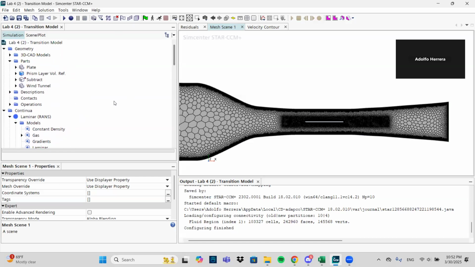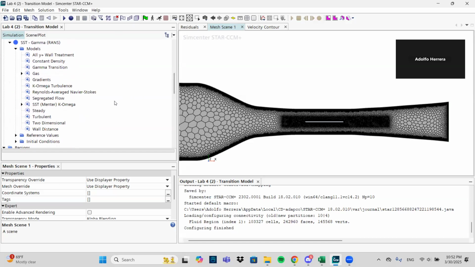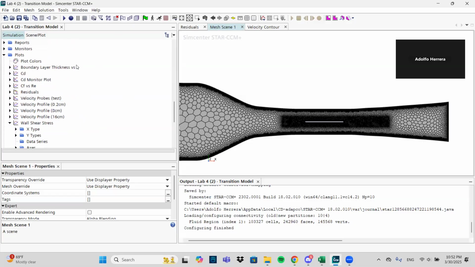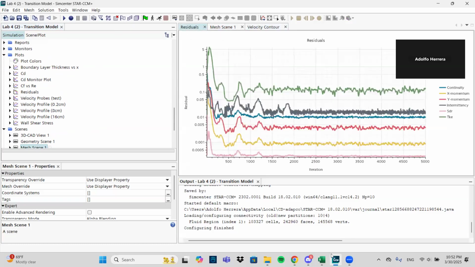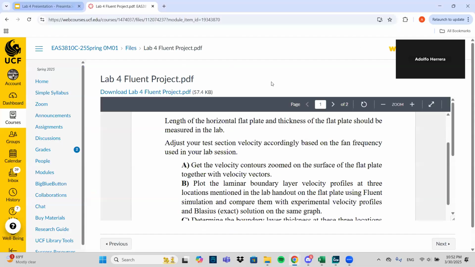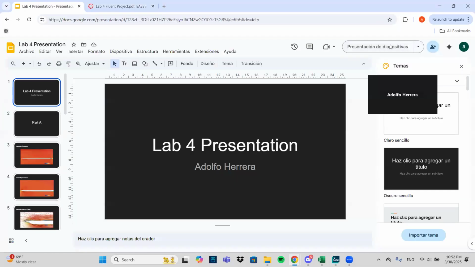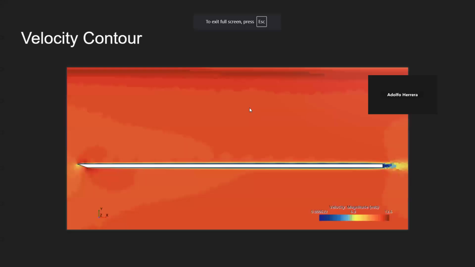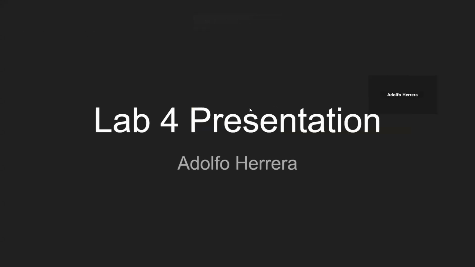So this is it for the sim setup. Here you can see the results that we got, but I'm not going to present these in Star. I made a PowerPoint presentation for them here, where it's more organized than it would be otherwise if I did it in Star. So I'm going to go over the different parts of the CFD assignment.